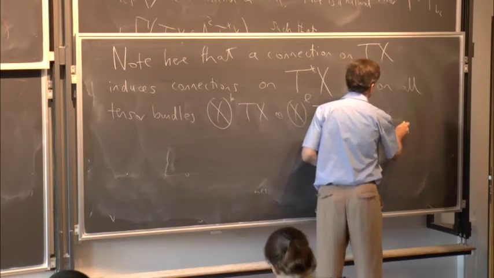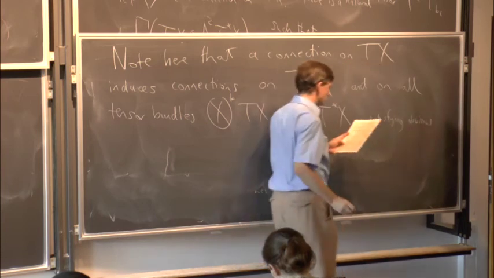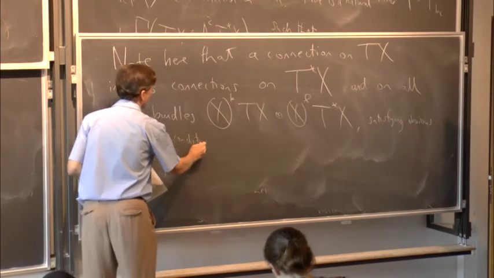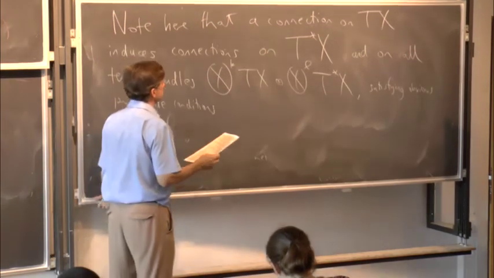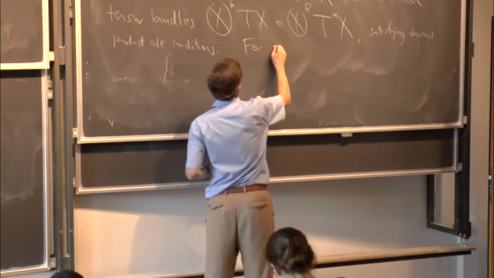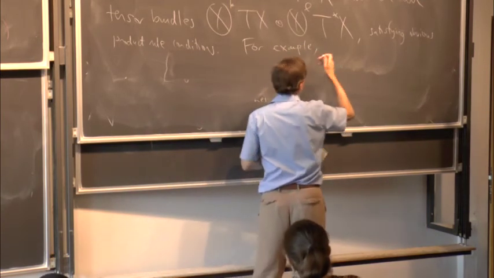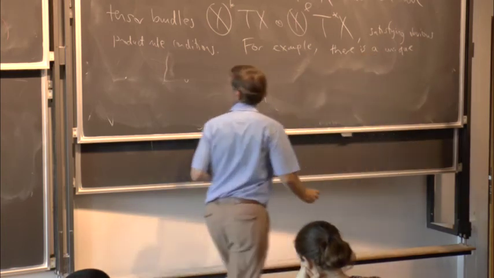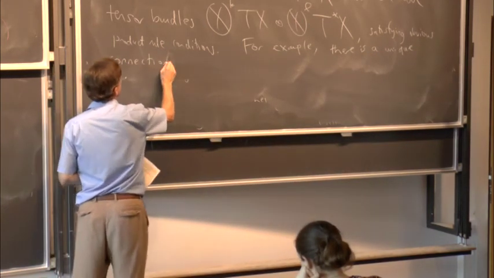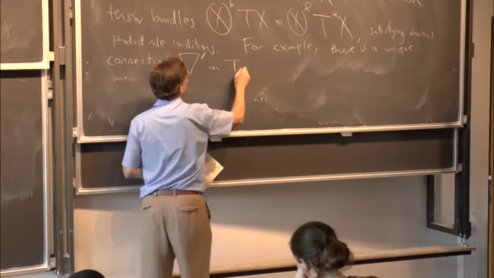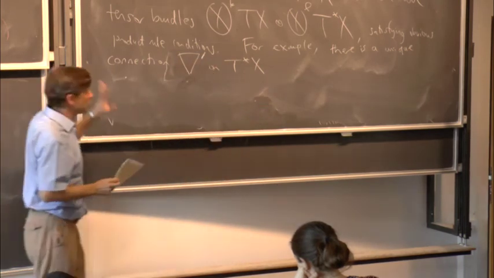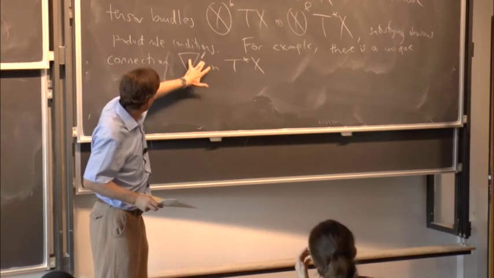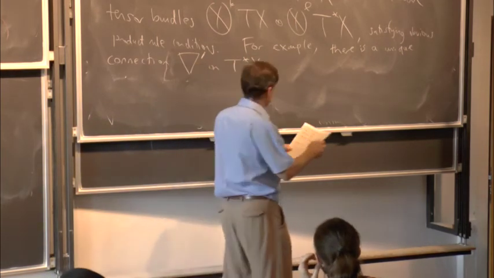satisfying obvious product rule conditions. Let me give you an example of what I mean by that. So, for example, there is a unique connection nabla primed on T*X. So, in general, if I've got a connection nabla on TX, I'm also going to write nabla for all of the other connections on all the tensor bundles as well. But just for now, I'm going to write nabla prime for the connection on T*X so we can distinguish it.